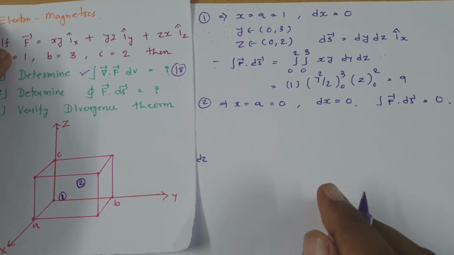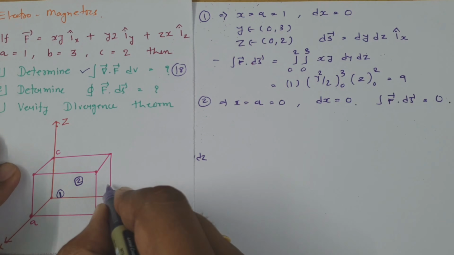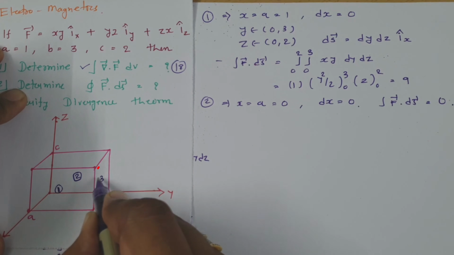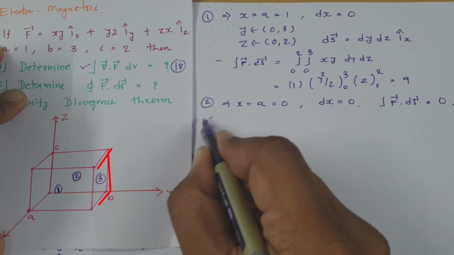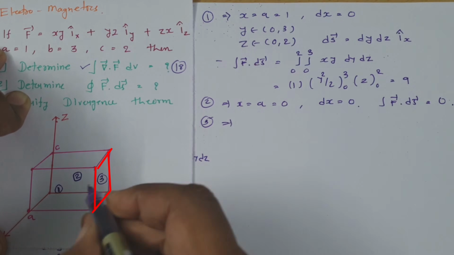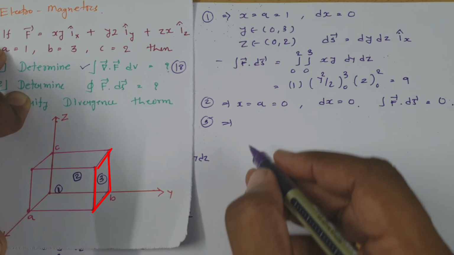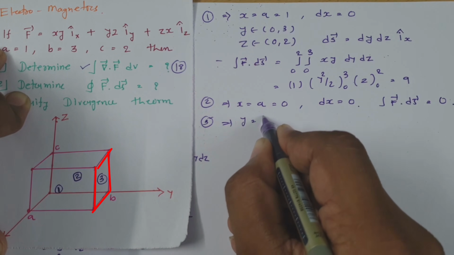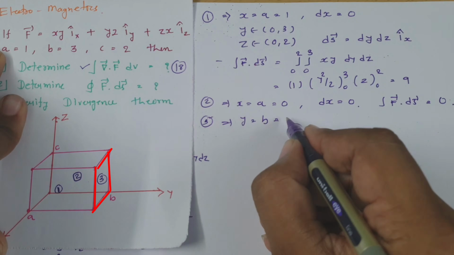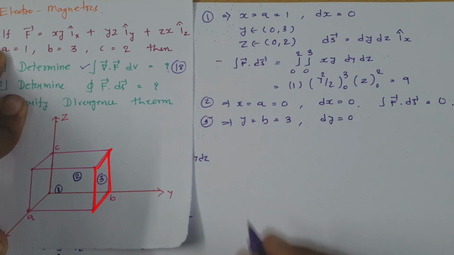Now let us try to calculate the surface integration for the third surface. So let us say this is the third surface, and I am writing it as surface number 3. Now see, for surface number 3, y is constant, so y is equal to b, and that is equal to 3. So I am writing 3. So dy is equal to 0.